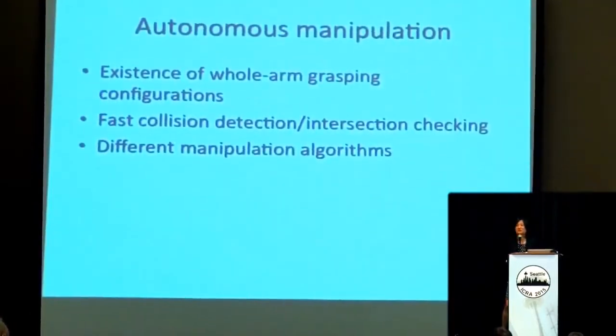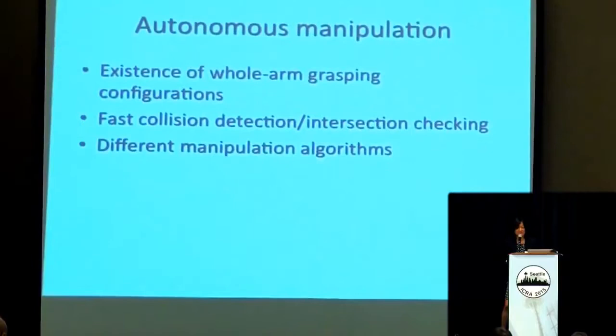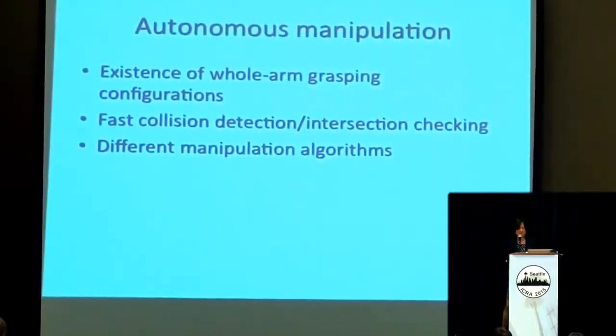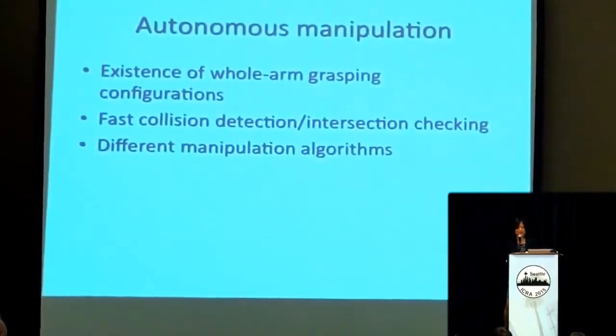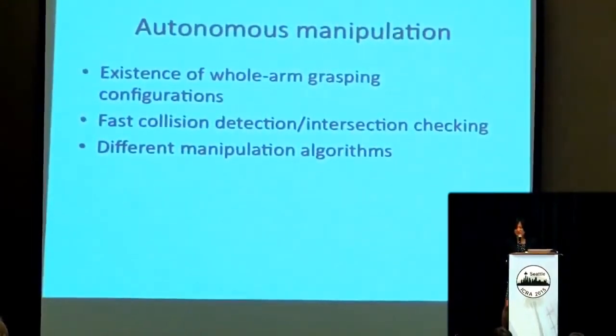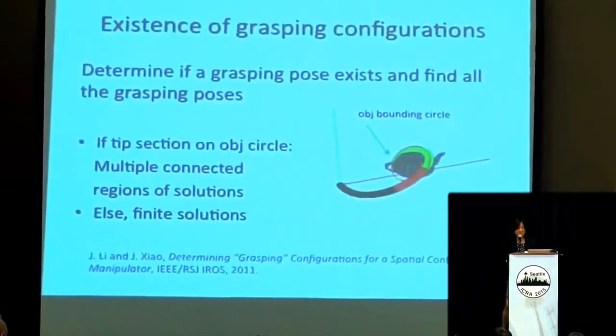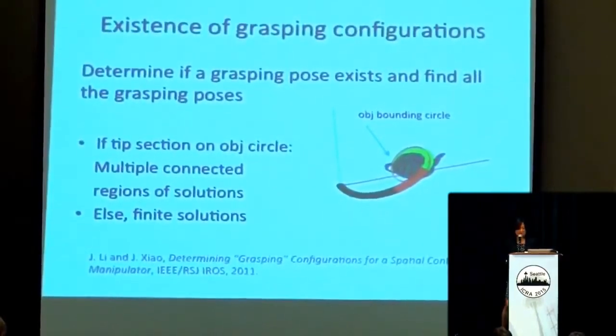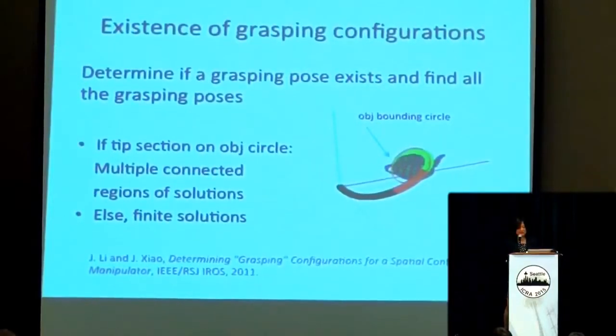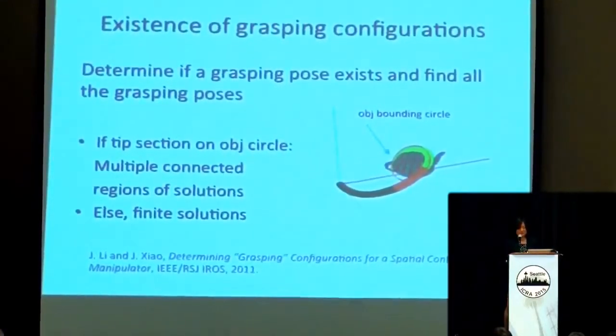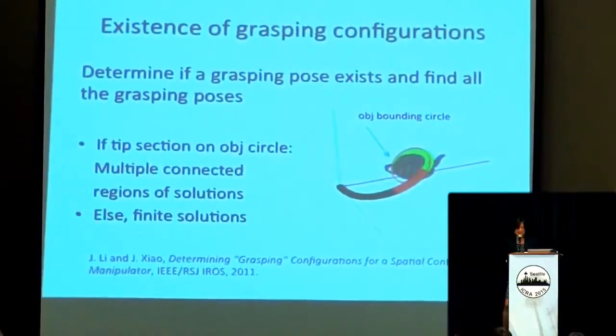I'm going to talk a little bit about the existence of whole arm grasping configurations for autonomous manipulation, and fast collision checking for the practical purpose of motion planning, and some different manipulation algorithms. We've studied the existence of grasping configurations for a 3-section continuum manipulator inspired by the OCT-arm at Clemson University. If a grasping pose exists, we try to find all the grasping configurations.